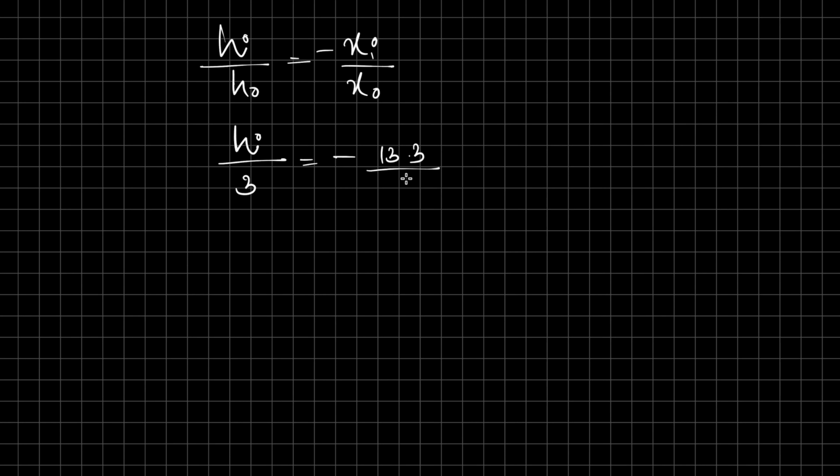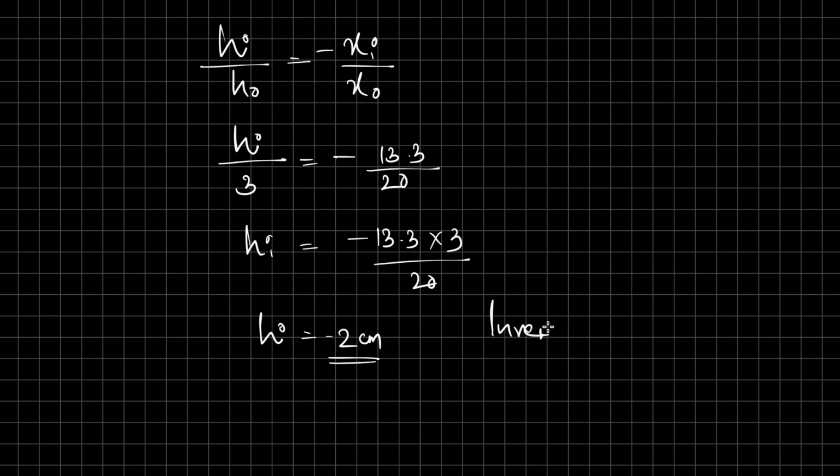To find the height of the image, we can use the magnification equation. Hi over Ho equals minus Xi over Xo. Hi is unknown. Ho is 3 centimeter. Xi is 13.3. Xo is 20 centimeter. Cross multiply, Hi will be minus 13.3 times 3 over 20. Height of the image is minus 2 centimeter. The negative sign is because our image is inverted and real.